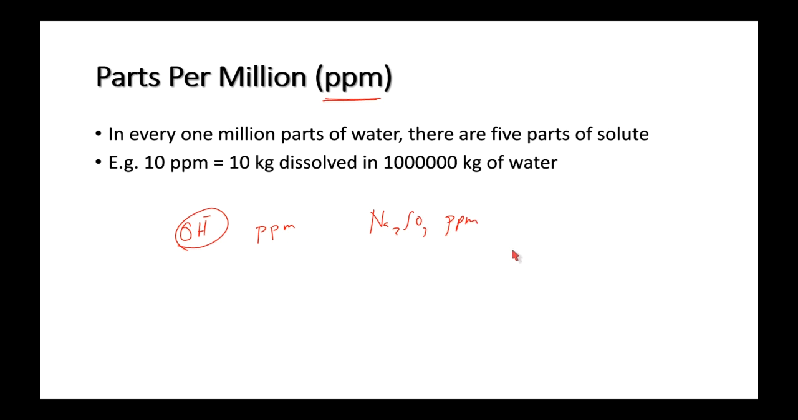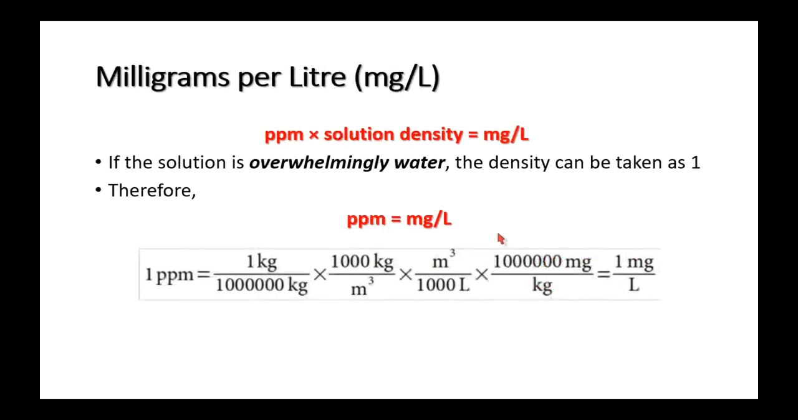So what does it mean? If I've got 1 kilogram of, let's say, Na2SO3, and I've got that dissolved in 1,000,000 kilograms of water, then what I have is 1 ppm of sodium sulfite. Makes sense, right?